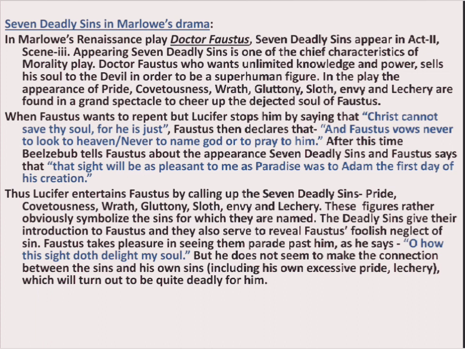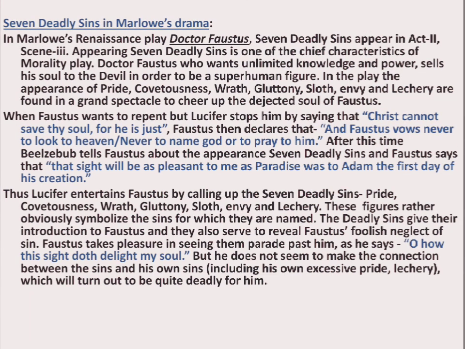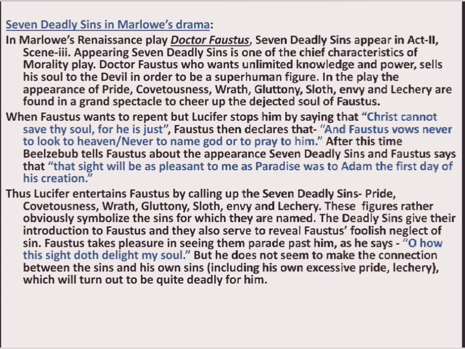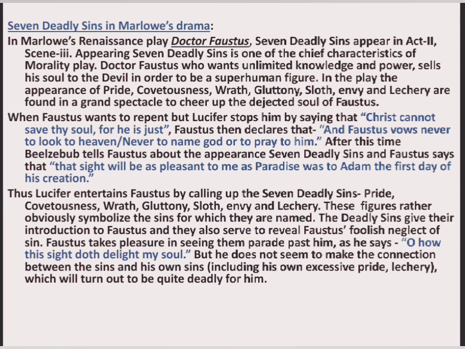Then Faustus vows never to look to heaven, never to name God or pray to him. After this scene, Beelzebub tells Faustus about the appearance of the 7 deadly sins, and Faustus says that sight will be as pleasant to me as paradise was to Adam the first day of his creation. Thus Lucifer entertains Faustus by calling up the 7 deadly sins: pride, covetousness, wrath, gluttony, sloth, envy and lechery. These figures rather obviously symbolize the sins for which they are named.